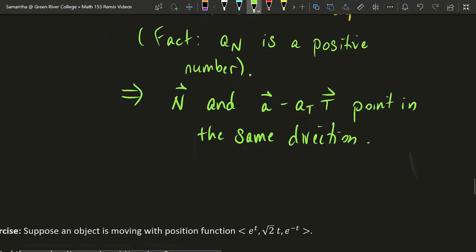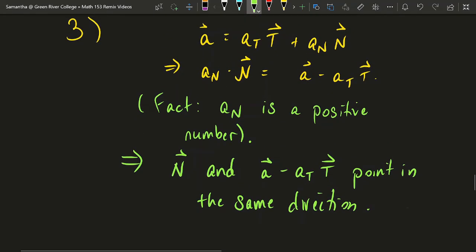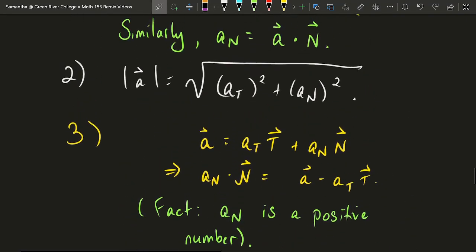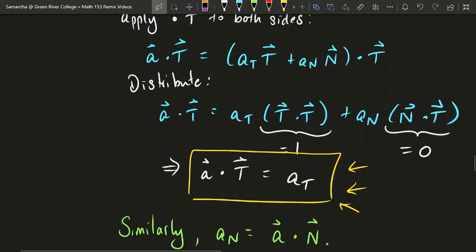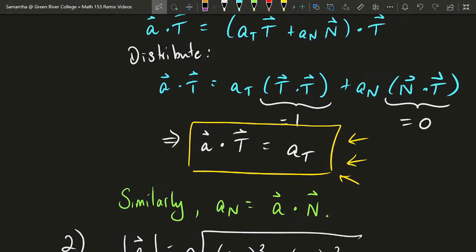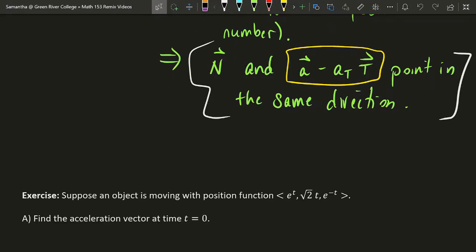Now, to show why this last property is really useful, and to show why it's especially useful in combination with property number 1, let's do a quick exercise. What I would like to show you is how these properties can be used in many situations to simplify the calculation of the unit normal vector.